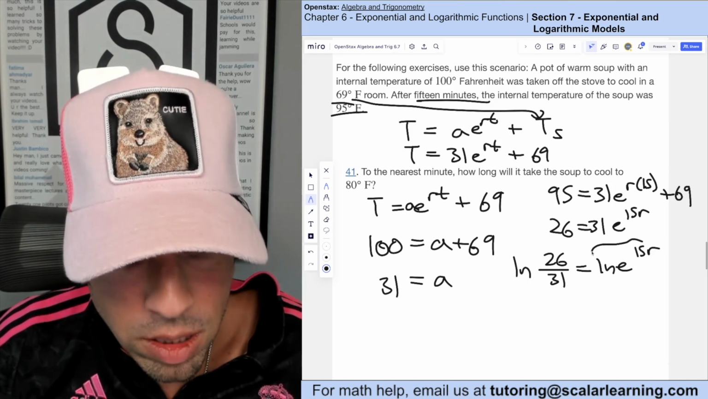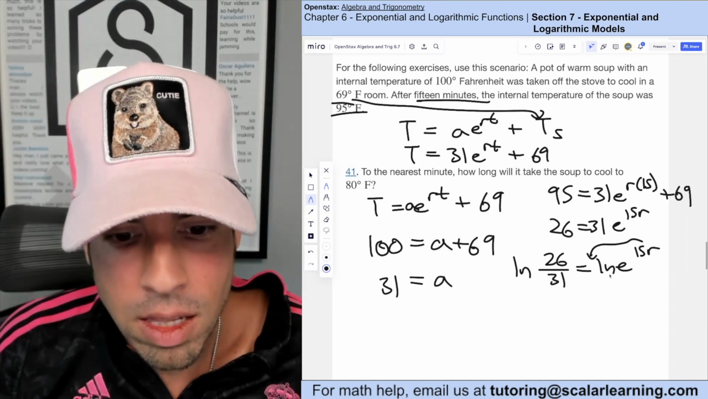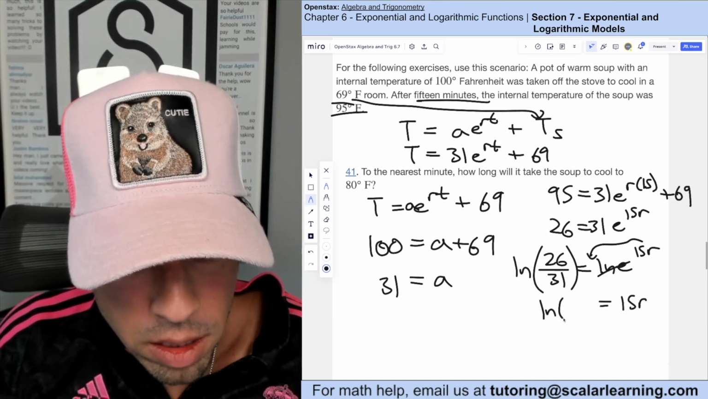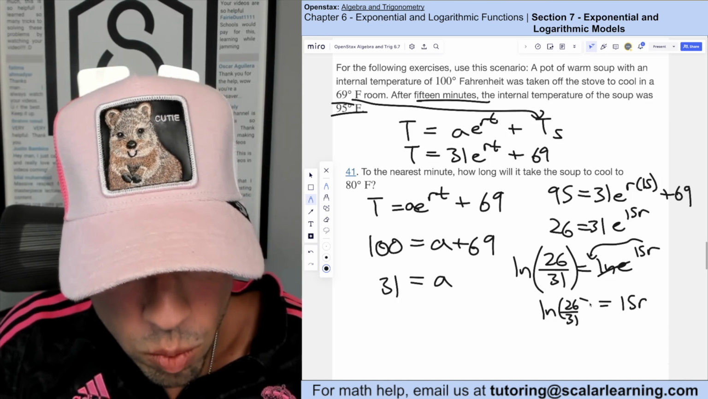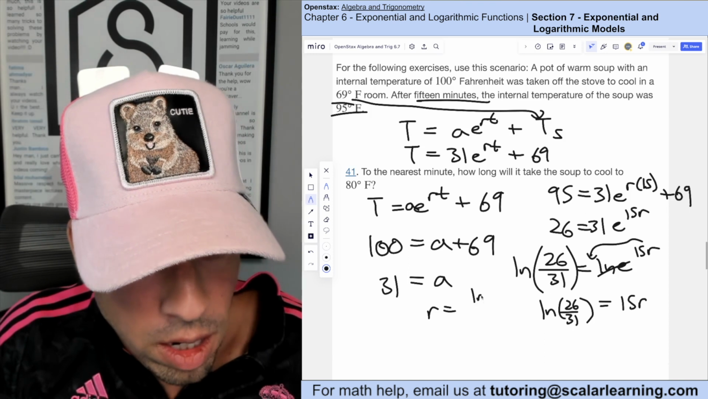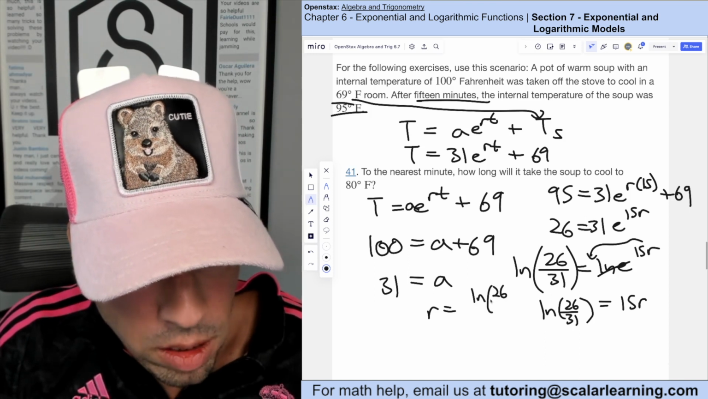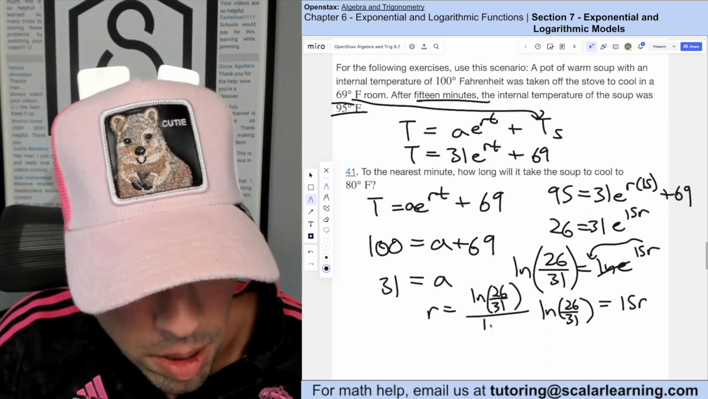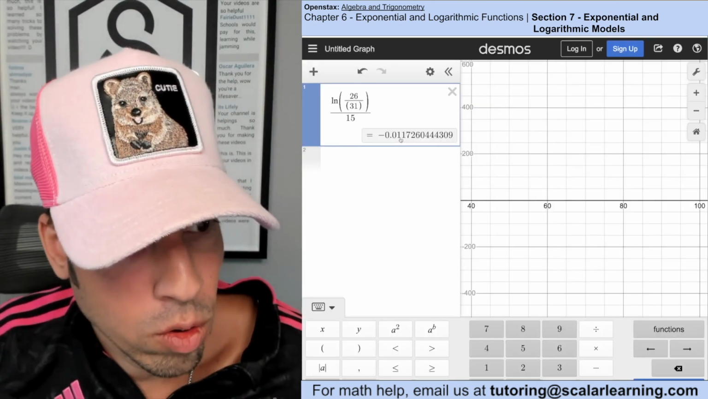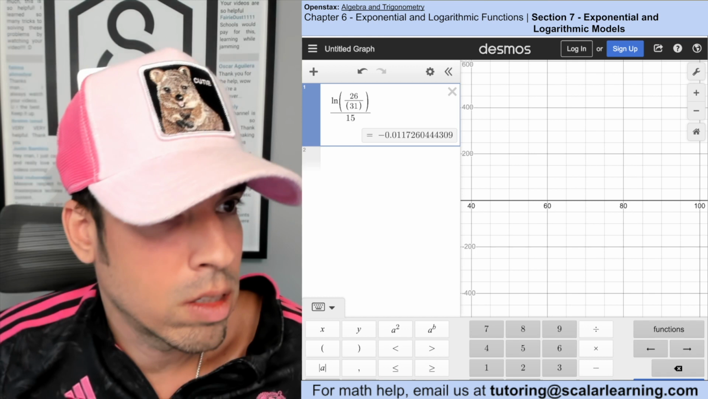That allows me to bring this down as a constant, and ln of e is just 1. So now I have 15r equals ln of 26 over 31. Then I can divide both sides by 15 to get r. So r equals ln of 26 over 31 divided by 15. Let's get the approximation in Desmos. And we get negative 0.011726. So there's my r value.